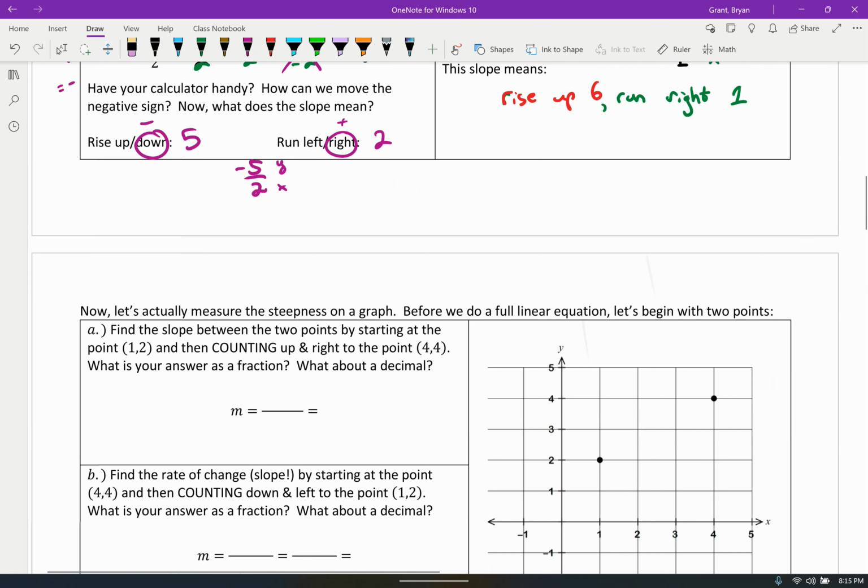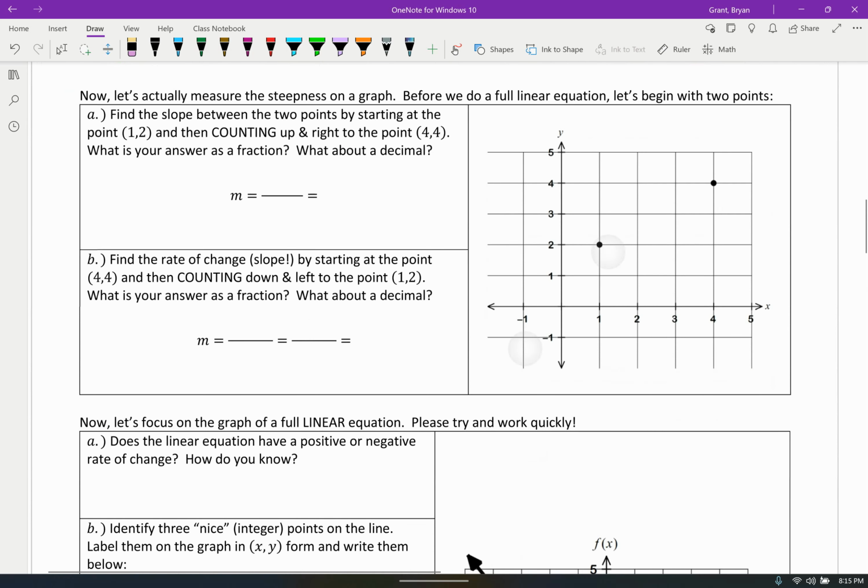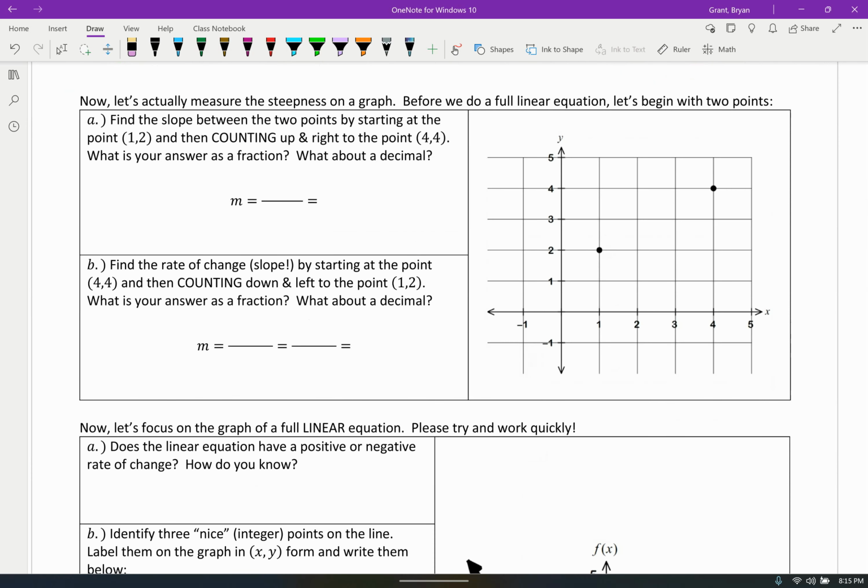All right, let's go ahead and flip to our second out of the 4 pages. And now instead of just giving a random fraction to you, let's actually measure the steepness, and in this case, between 2 points. So I have 2 points on here. I have the point 1, comma 2, and as a reminder, x-axis, y-axis, so this is our point 1, comma 2. And then we have the point 4, comma 4. We're going to measure how steep it is between those 2 points.